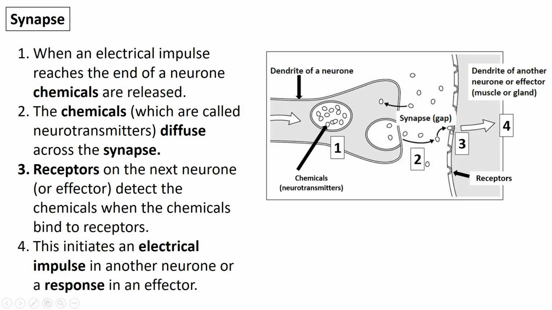As they get to the other side of the gap, they will bind to the receptors which are part of the next neuron or effector. And these receptors are specific shapes so that the chemical will fit inside the receptor. And once that's there, you will initiate another electrical impulse through the other neuron, or you initiate the muscle to contract or a gland to release its hormone if it's acting on an effector. So a synapse is really the gap where the chemicals diffuse across between the different neurons.